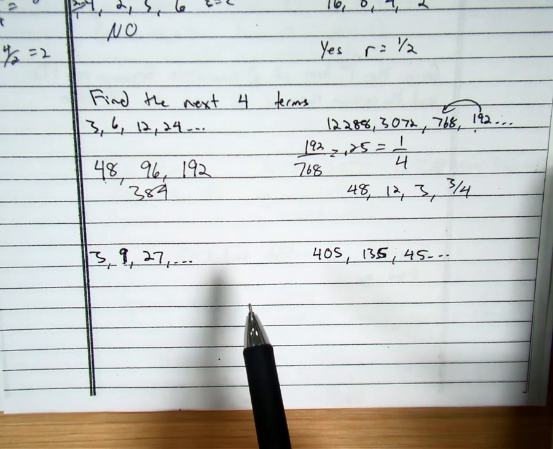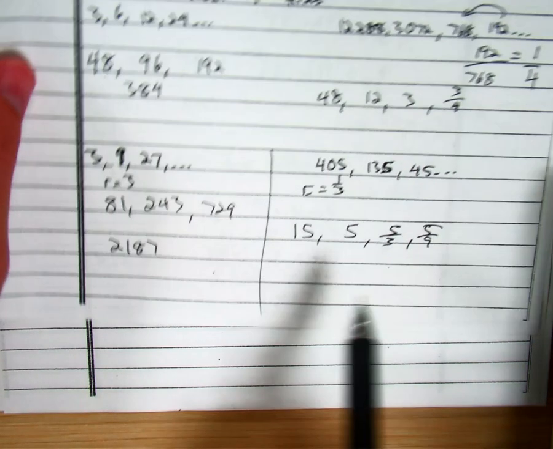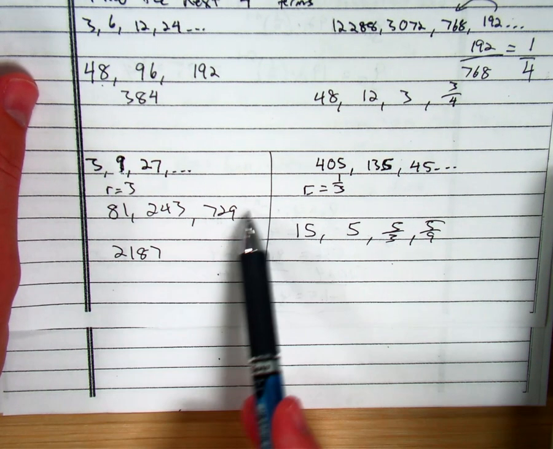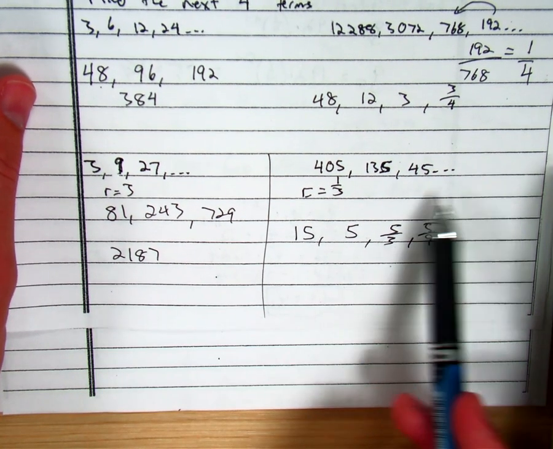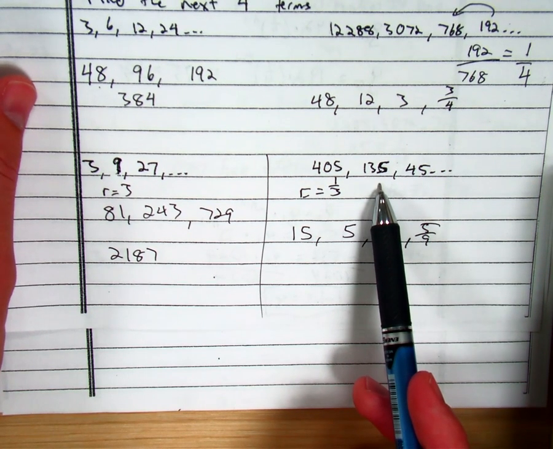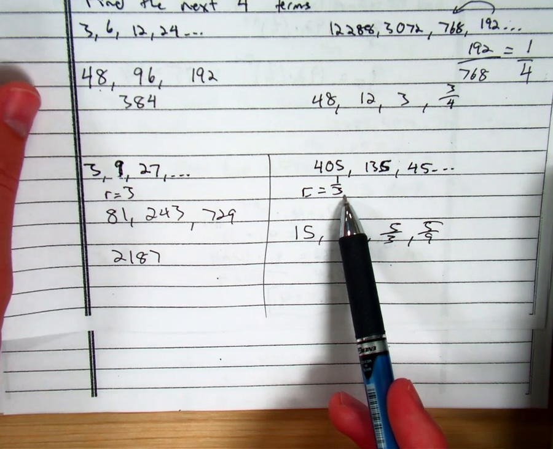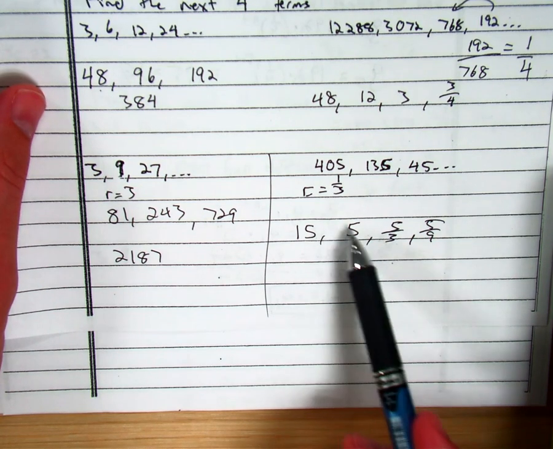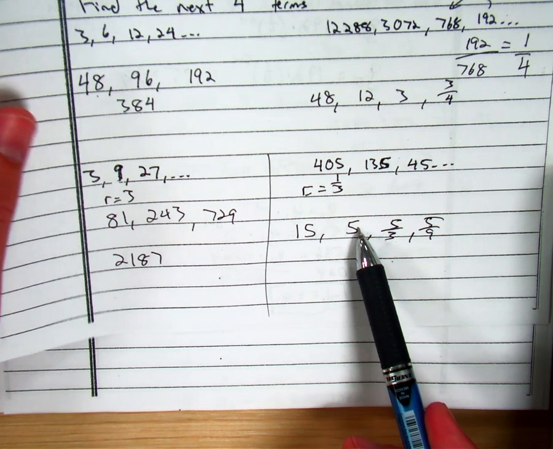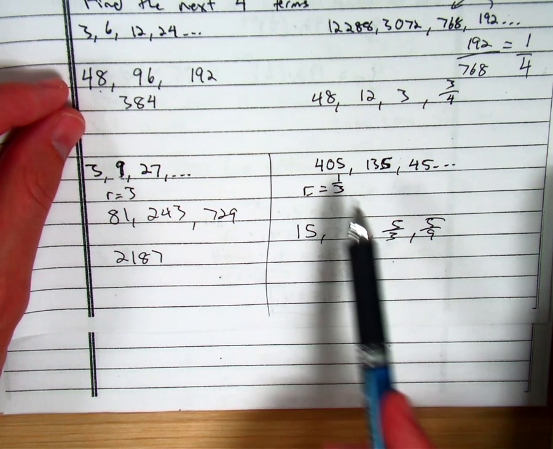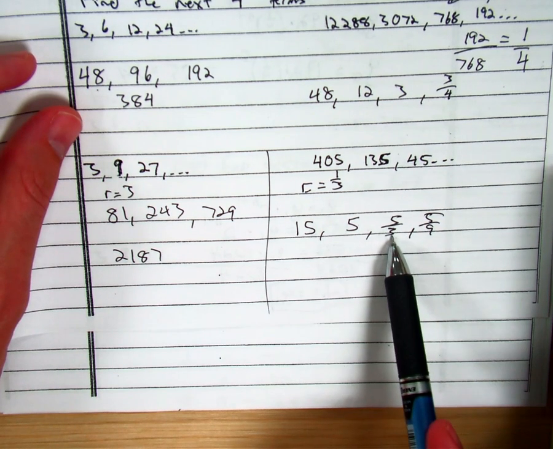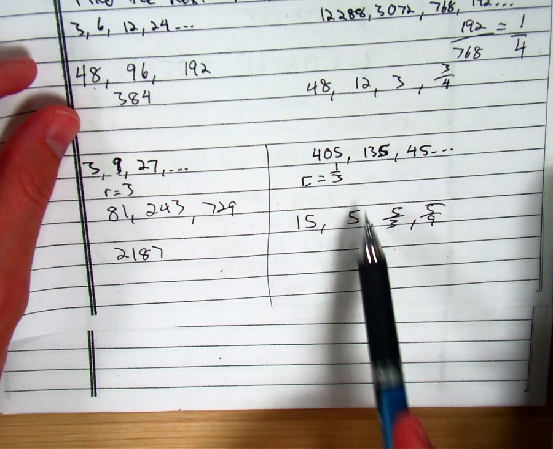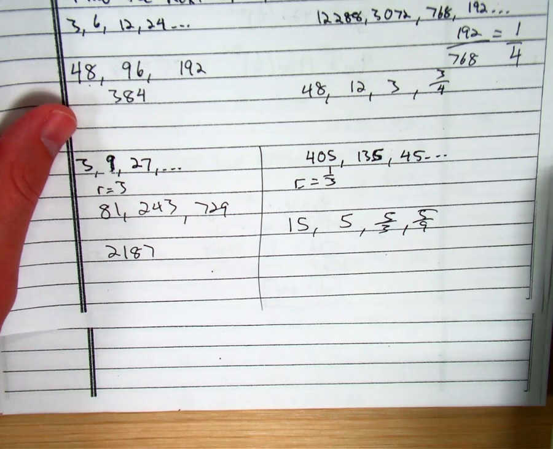Alright, let's check it out. Let's see how you did. Bottom two, we're timesing by 3, so hopefully that one wasn't too bad. And this one was dividing by 3, aka multiplying by 1/3. 45 times a third is 15. 15 times a third is 5. And this is where fractions are friends. 5 times a third is 5/3. 5/3 times 1/3. 5 times 1 is 5. 3 times 3 is 9. 5/9.